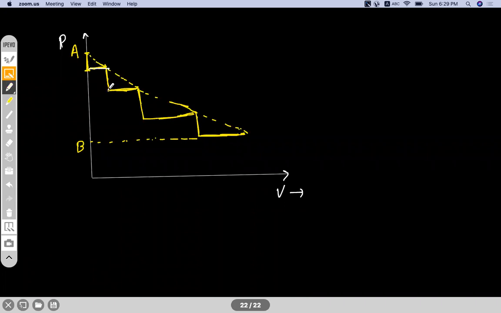This is an infinite number of steps we have. Like this, we have an infinite number of steps. I have drawn this just to make you understand. But like this, we have infinite number of steps possible. Extremely slow process. And the entire process, if you see, it goes like this. From this pressure to this pressure. Like this it goes. So pressure you see continuously changing.